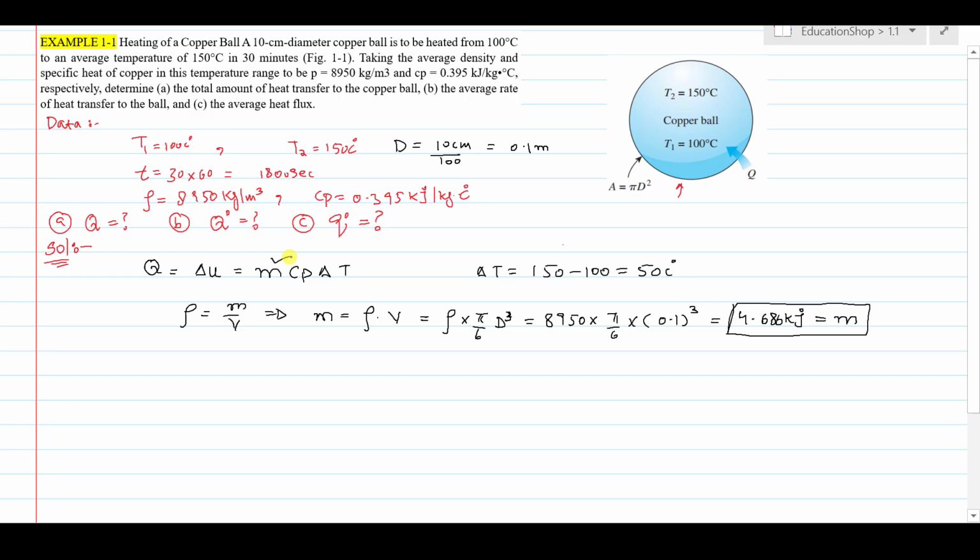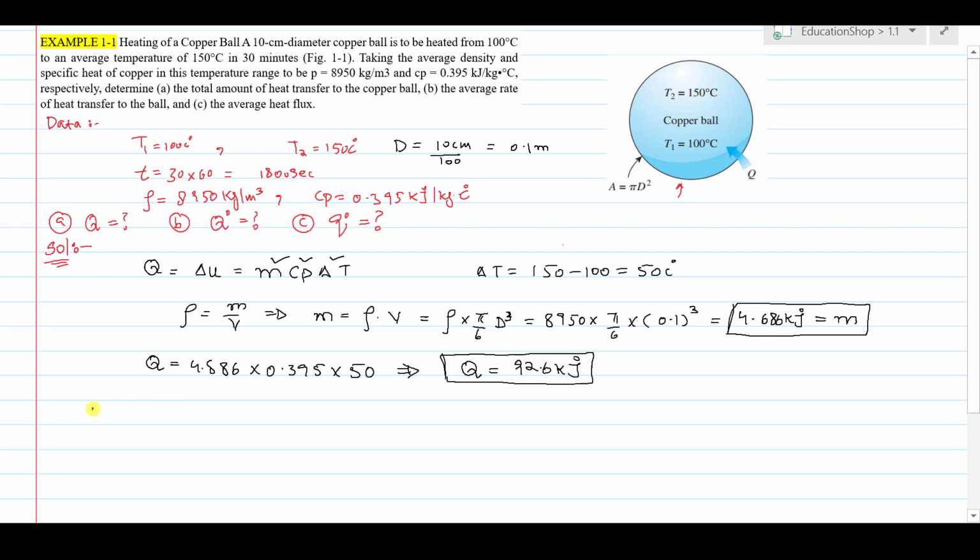Now the mass is calculated and Cp is given, so you can easily put them in this formula and you will get the heat that is supplied to this copper ball. This mass is 4.686, the Cp value is 0.395, and the change in temperature is 50. Multiply these with each other and you will get the heat that is supplied to this copper ball, that is 92.6 kilojoule. This is our first requirement that is asked in the statement.